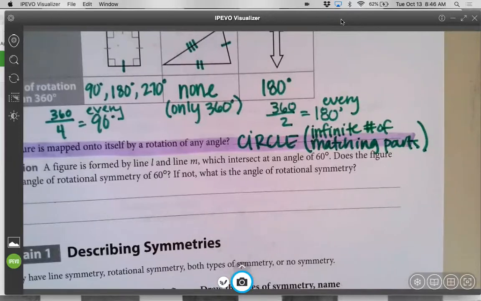So there's no angle to match up. The arc is going to be the same curve all the way around. Otherwise, it would be like an oval instead of a circle. So a circle is going to match no matter how much or how little you rotate it.